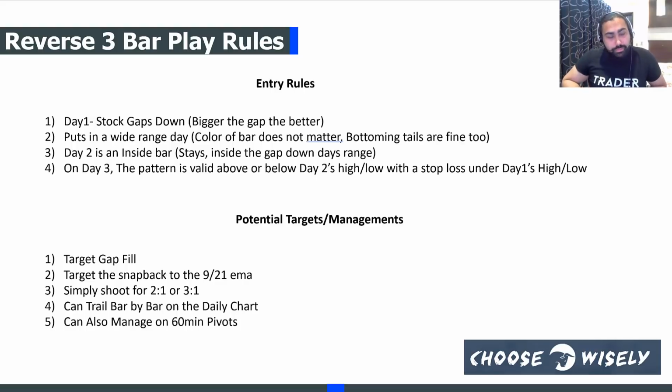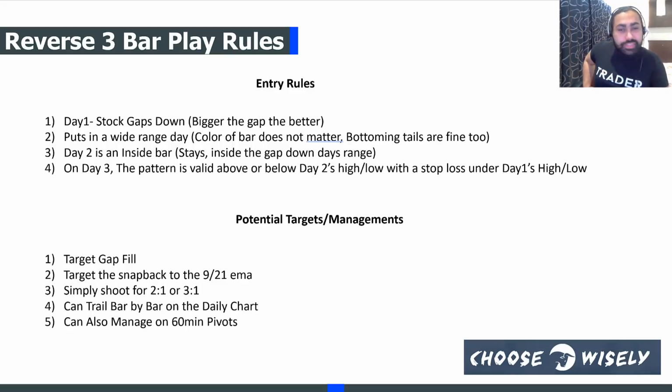Now on day two, after the gap down day, which occurred on day one, it puts in a small narrow bar, and it has to be an inside bar. Inside bar basically means that the second bar is inside the range of the first big candle, so it hasn't taken out the high or the low of that first candle. So day 2 is an inside bar. Day 3 is when the pattern becomes valid to be traded long above day 2's high, with a stop loss under day 1's low, the gap down day's low.